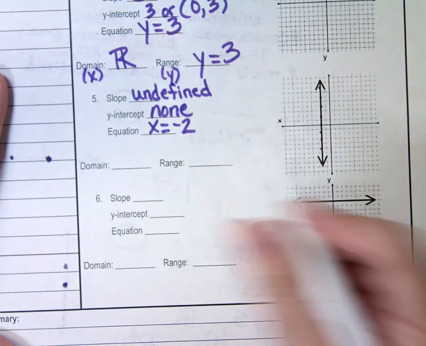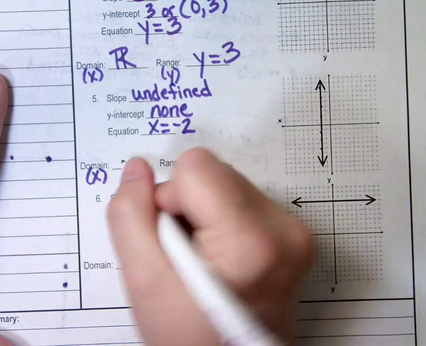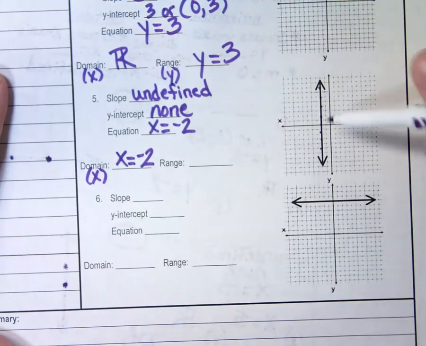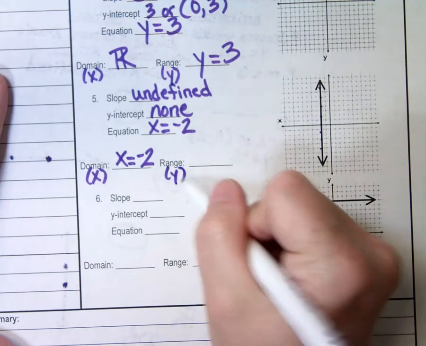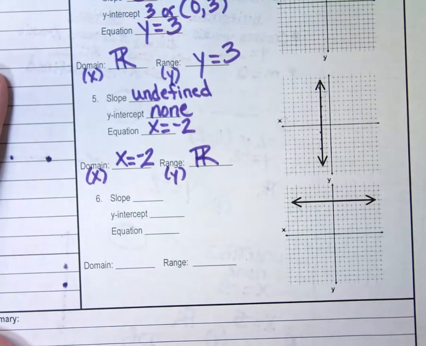-2. Okay, domain, those are our x's, what's happening left and right. Well, the only x we have is a -2. There's nothing farther left, there's nothing farther right, so the domain is simply x equals -2. Range, what's happening up and down. Graph goes forever down, forever up, so the range is all real numbers.